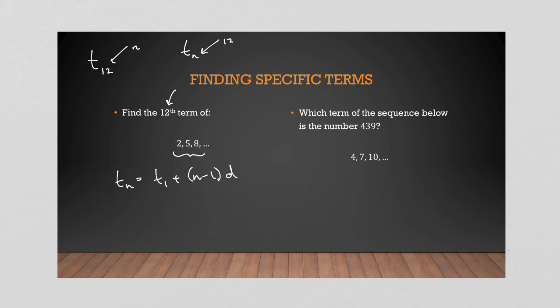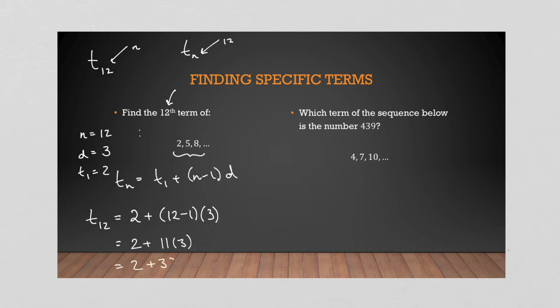So in this case, we know n is equal to 12. We can look and find that D is equal to 3, and we know that T1 is equal to 2. So what we're doing is we're going, okay, well, the 12th term is equal to the first term plus 12 minus 1 times my common difference of 3. And we just continue. 2 plus 11 times 3, 2 plus 33. So the 12th term in that list will be 35. So once we have the information, we then plug through to figure out what it is we need.